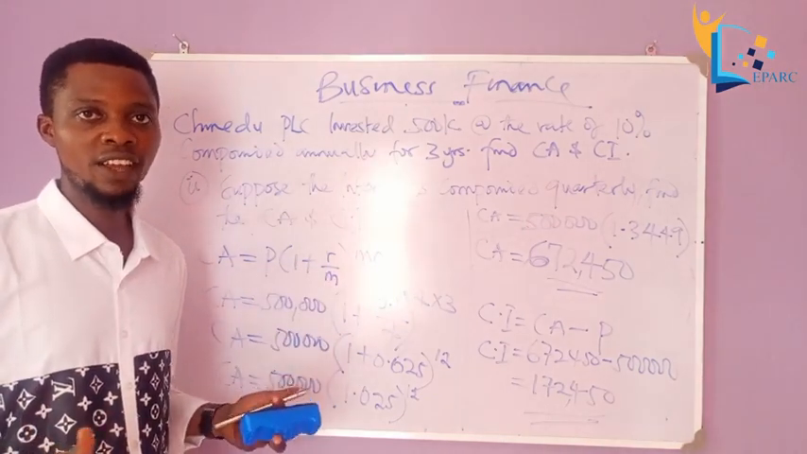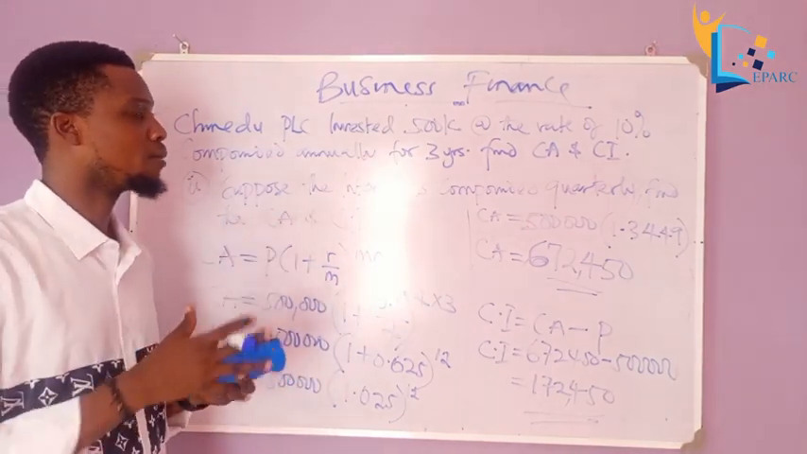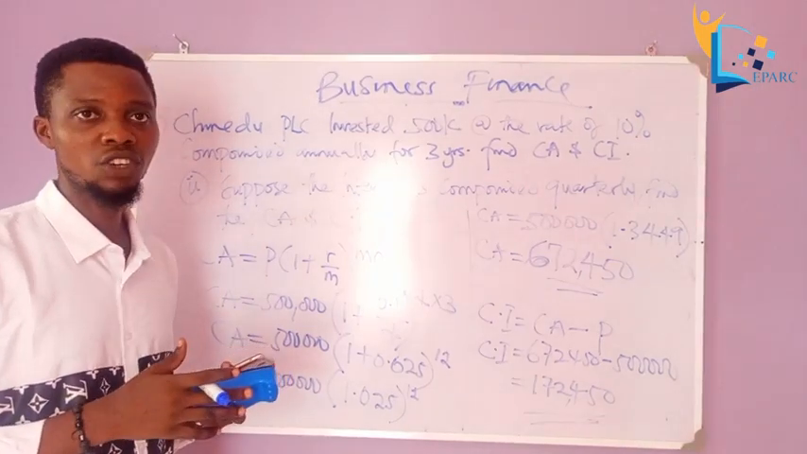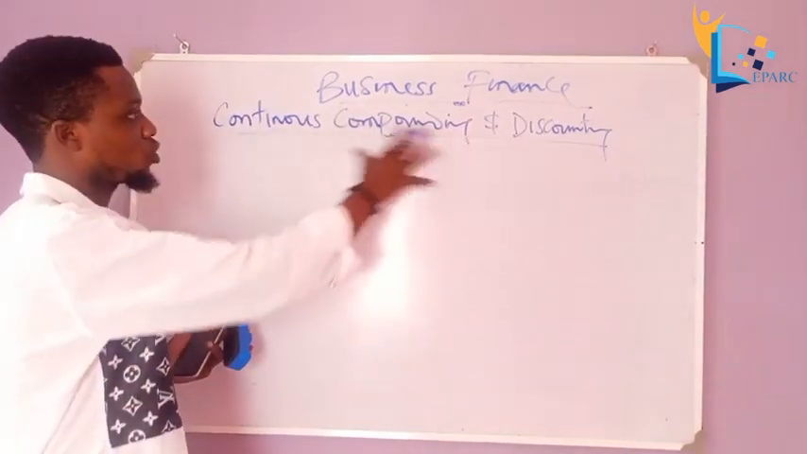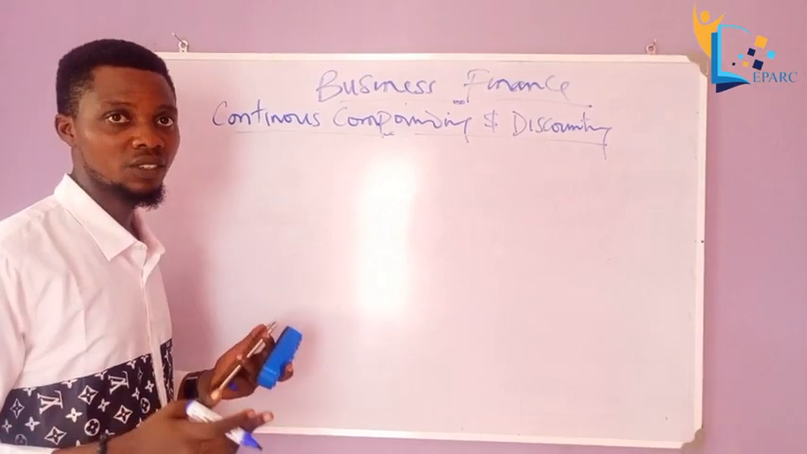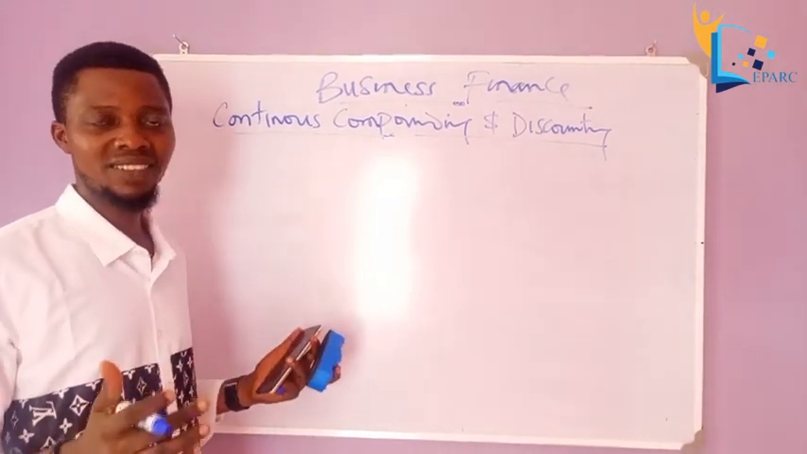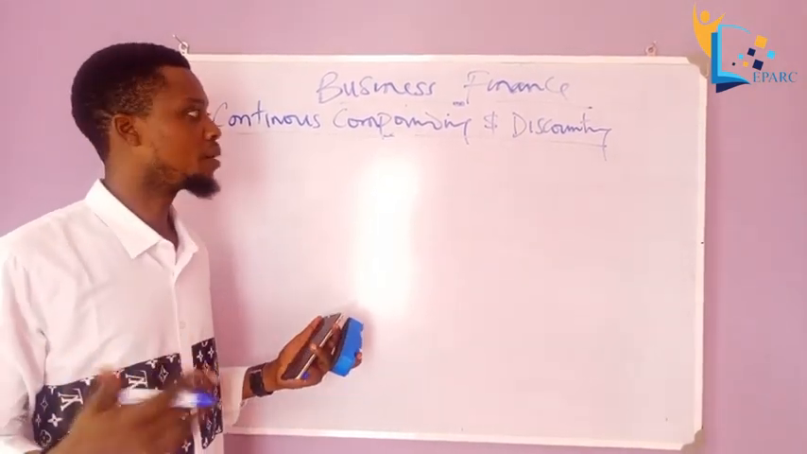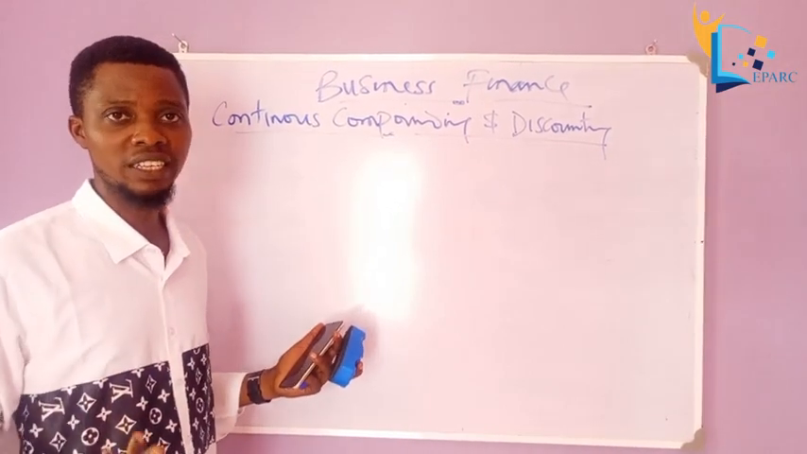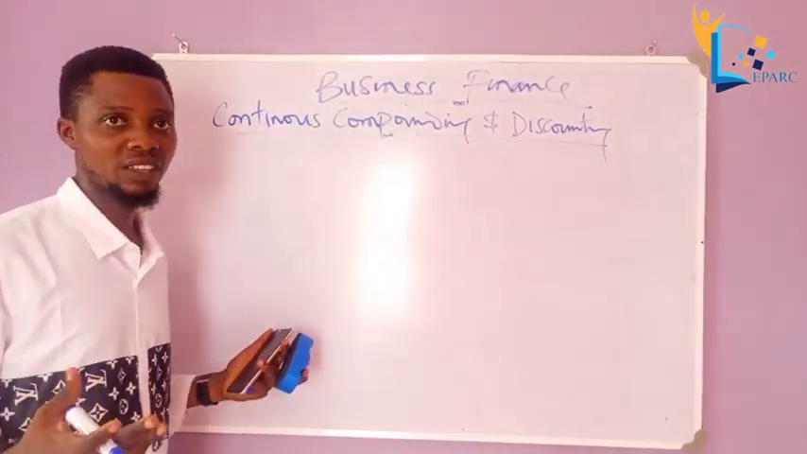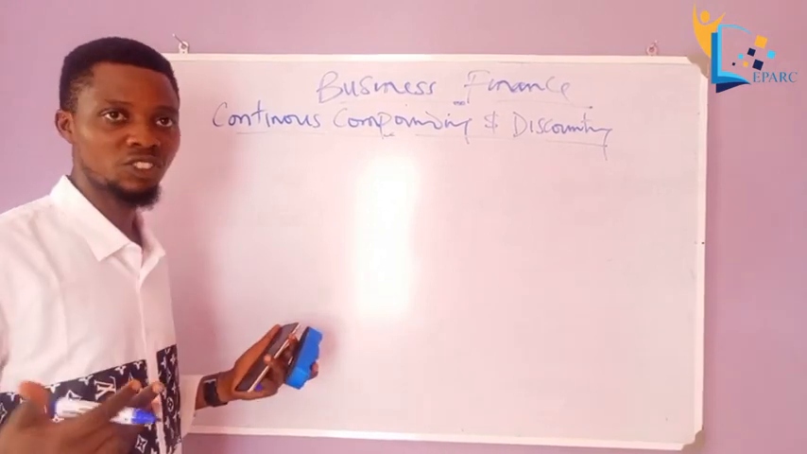All right, so that's that about compound interest. So we're going to be looking at continuous compounding and discounting. When we say continuous compounding and discounting, it's simply when interest is compounded continuously. It can be on a daily basis and all that, but in this case it is continuous.